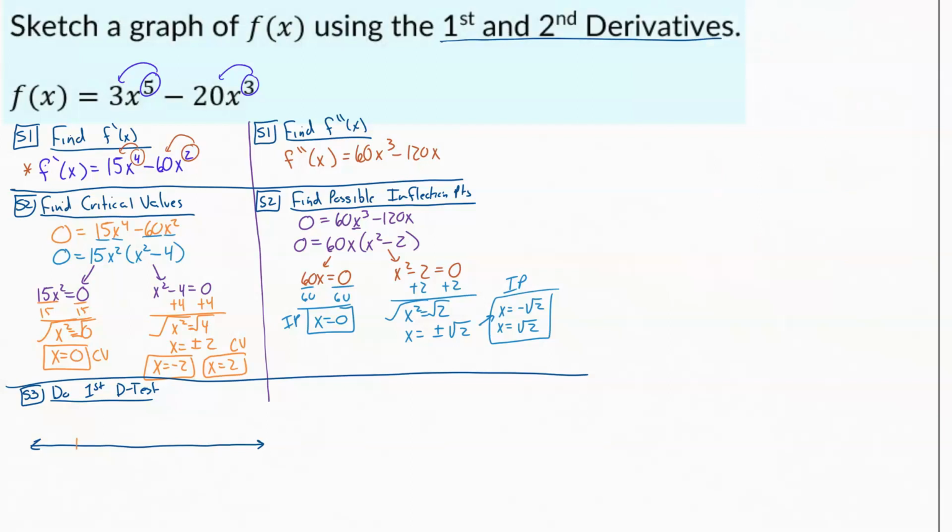So we're going to start over here at negative 2. That's a critical value. We've got 0. That's a critical value. I guess I made my number line huge and I didn't need to. And then we've got x equals 2. That's going to be my critical value.